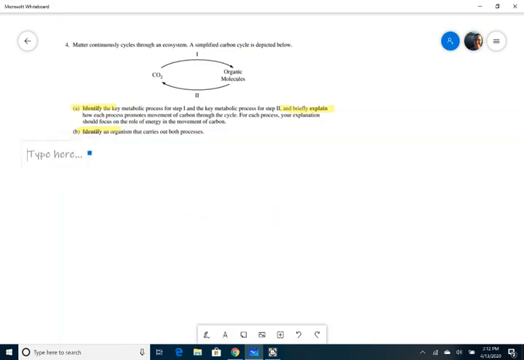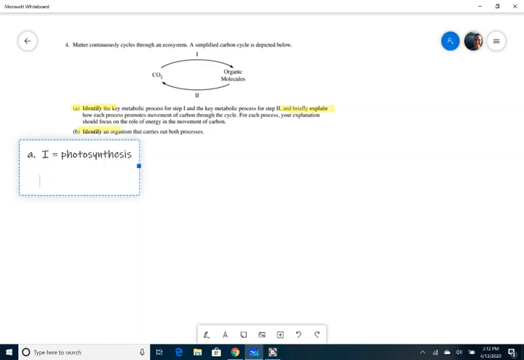Alrighty. So for letter A, the first process is when we take carbon dioxide and we turn it into organic molecules. So it would be a process that would bring in carbon dioxide and let out something that is carbon-based as a molecule. And so that would be photosynthesis.